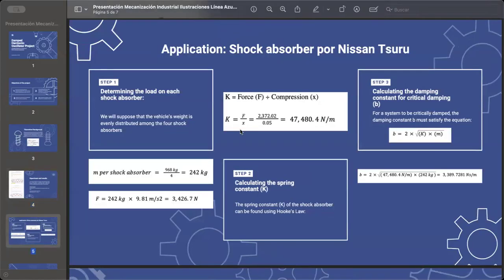Now, the real-life application: a shock absorber for a Nissan Suru. First of all, we needed the load distribution. The total vehicle mass was about 968 kilograms, which means each shock absorber must absorb 242 kilos. So the corresponding force should be about 2,372 newtons.